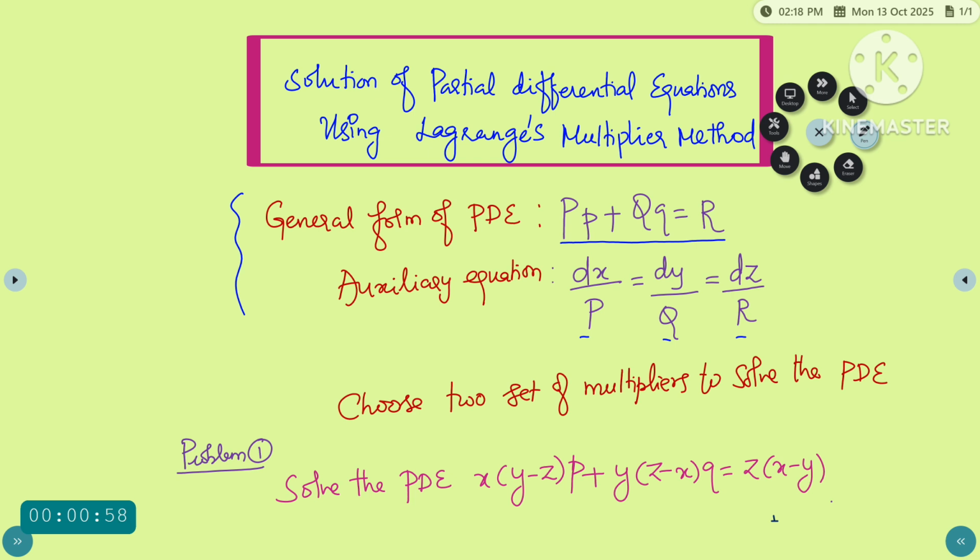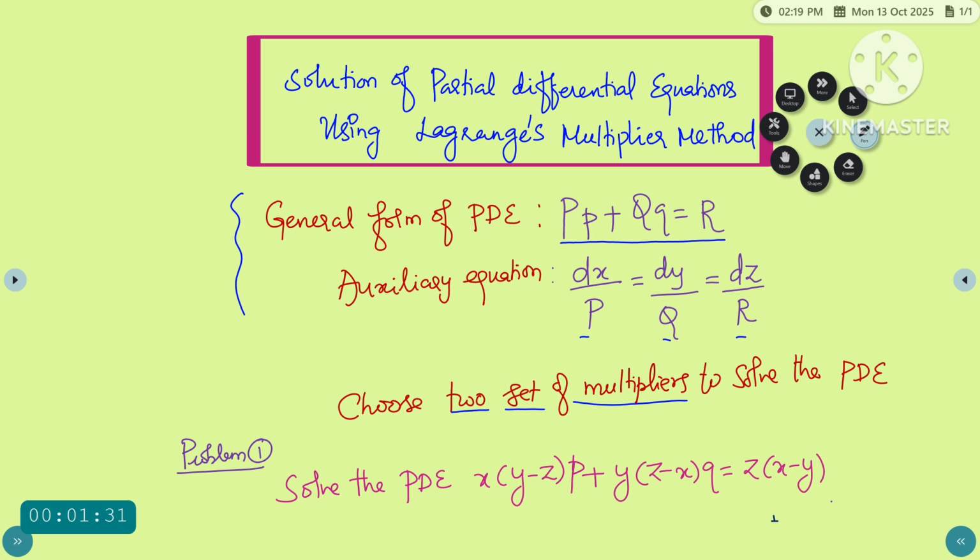Now this problem is in the general form Pp plus Qq equal to R, and the auxiliary equation is dx by P equal to dy by Q equal to dz by R. And then how can we solve this problem? Let us choose two sets of multipliers for finding the solution. These multipliers are called Lagrange's multipliers. So this is the general procedure to solve the PDE using Lagrange's multiplier method.